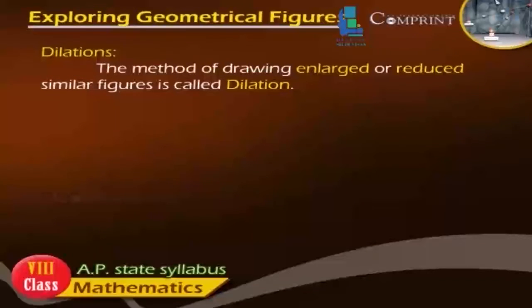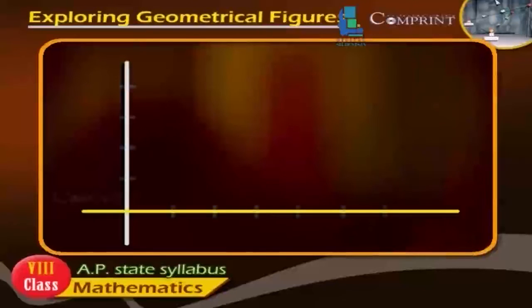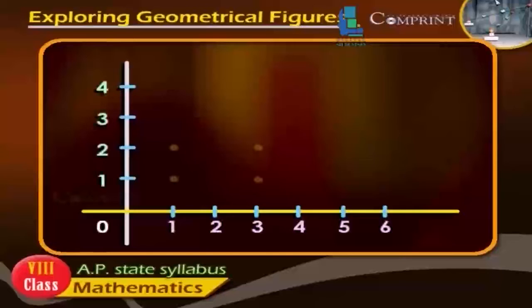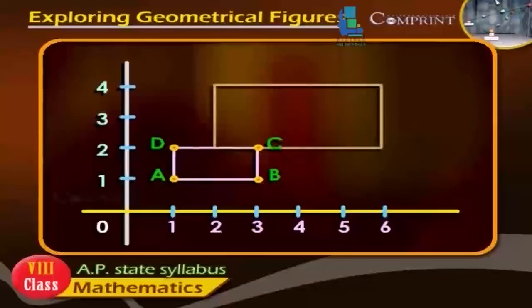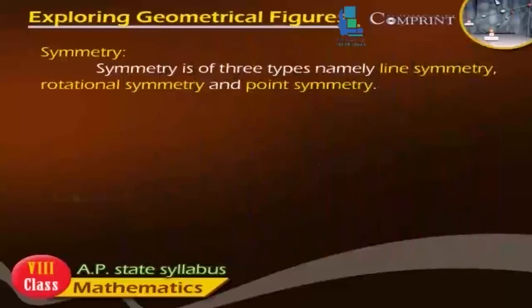Dilations. The method of drawing enlarged or reduced similar figures is called dilation. Symmetry. Symmetry is of three types, namely line symmetry, rotational symmetry, and point symmetry.